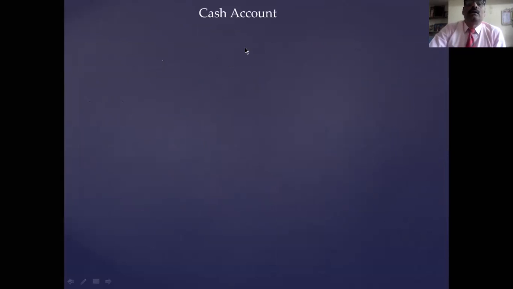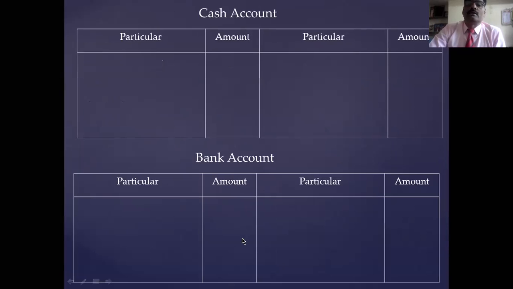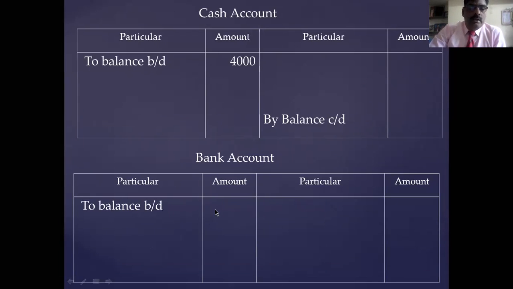Okay, this is cash account, this is bank account. First, I'll take the balance. Okay, to balance brought down cash is 4,000. And by balance carried down, I'll write it and leave it because closing balance is not given in the problem. Okay. Then to balance brought down bank is 28,000. By balance carried down, that is also not given in the problem. Okay. Then come to the adjustments given there.